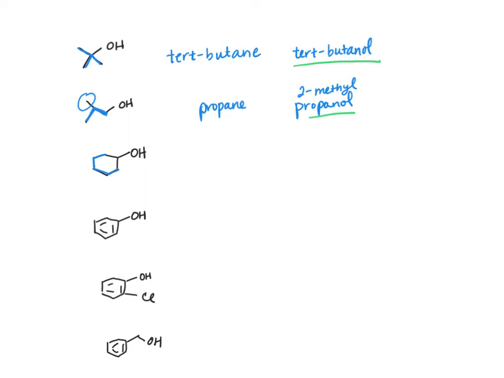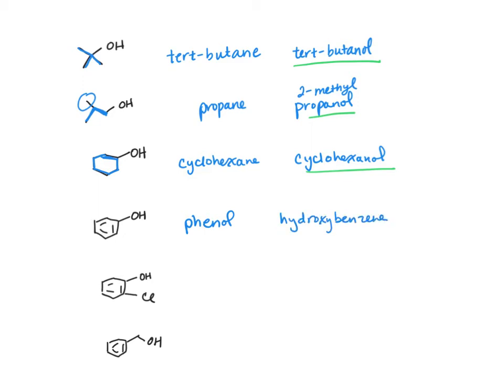In our next example, our parent is cyclohexane. So our alcohol is cyclohexanol. We already discussed that the name of the simplest phenol is phenol. You could also call this hydroxybenzene, but no one does.